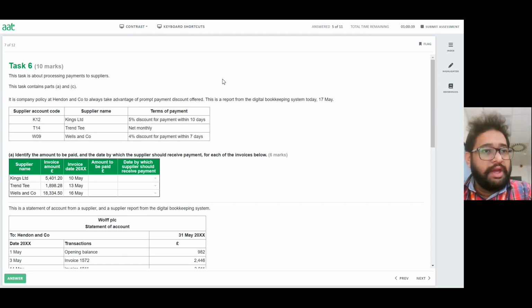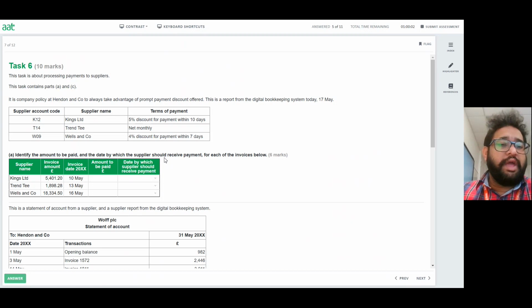So here, this task is about processing supplies, payments to suppliers. This task contains parts A and C. It is company policy at Hendon and Co. to always take advantage of prompt payment discount offered. This is a report from the digital bookkeeping system today on 17th of May. They're giving you all this information: the customer supplier name, the terms of payment, and when you have the prompt payment discount allowed. Here, identify the amount to be paid and the date by which the supplier should receive the payment for each of the invoices below.